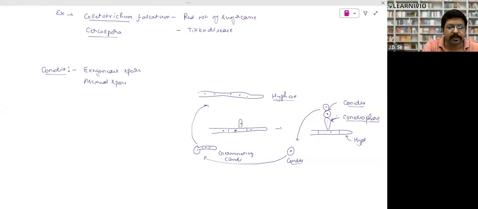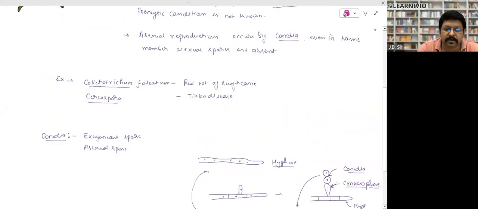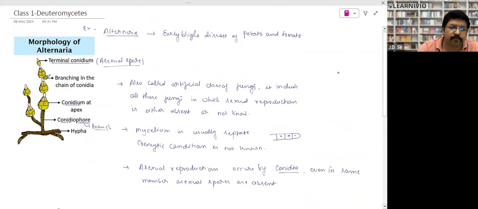Did you get this point? Is it clear now? Yes, sir. Okay. So they are asexual spores. Why? Because they have not been formed by means of sexual reproduction. Okay, so now everything clear? Martin, everything clear? Fine, fine. So this was the first class.